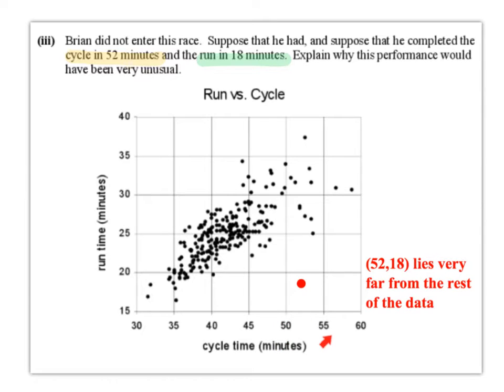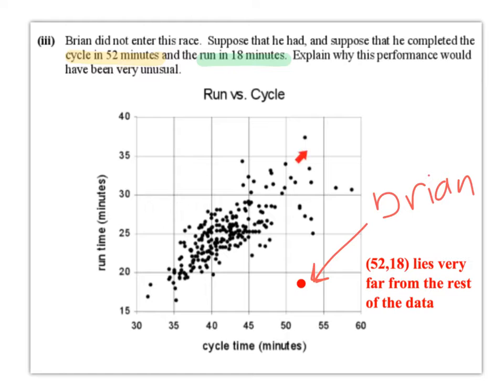So if this is 50 and this is 55, this is about 52. And if this is 15 and this is 20, then this is about 18. So here we see this is where we would plot Brian. So this is 52, 18. And this point here represents Brian. This lies very far from the rest of the data. So this is what we would call an outlier.